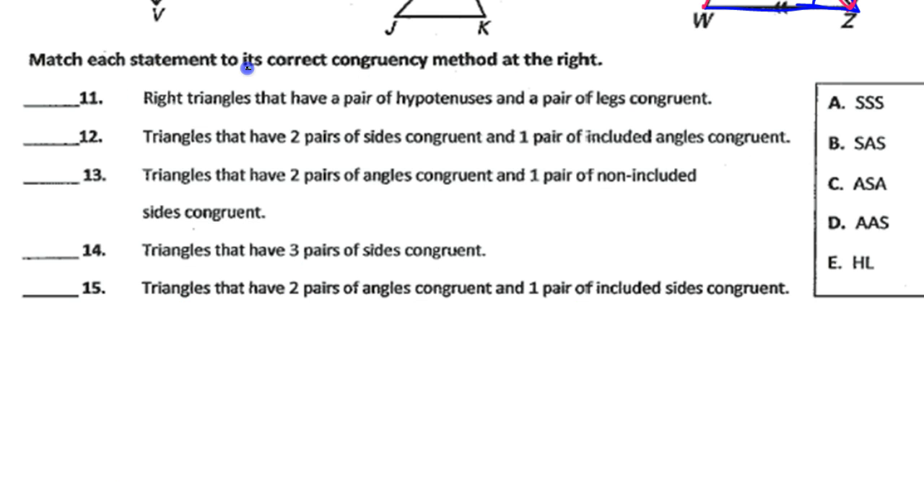Match each statement to its correct congruency method at the right. If we have right angles that have a pair of hypotenuses and a pair of legs, well, that is hypotenuse leg, that's E.